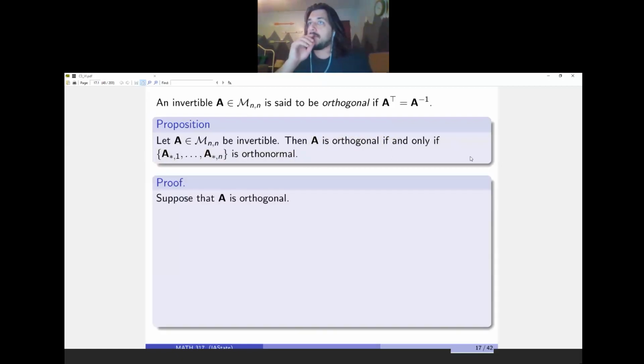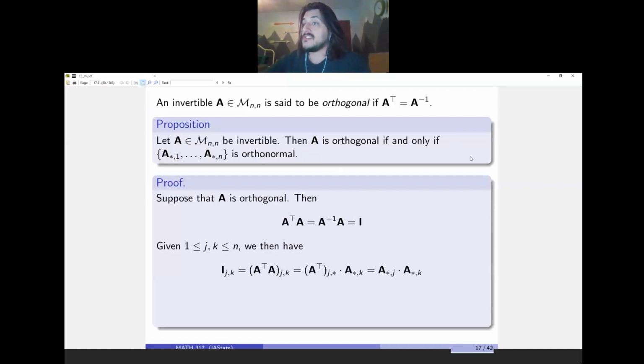All right, so let's do this proof. It turns out that there's really not too much going on in this proof because the secret sauce to this is something we've already discussed, which is matrix multiplication is dot products in disguise. So if you're orthogonal, that means your transpose is your inverse. So that means A transpose A is A inverse times A, which is the identity.